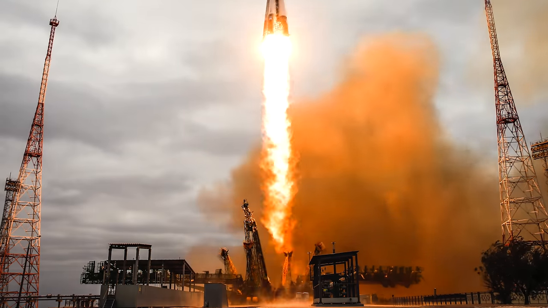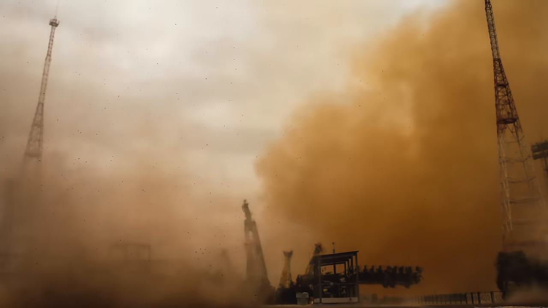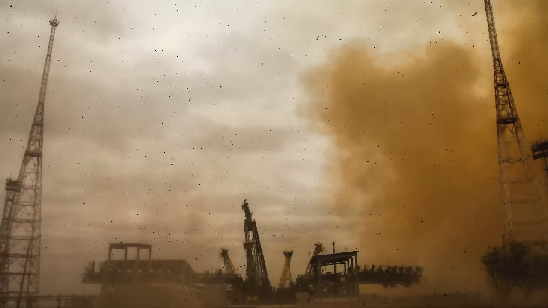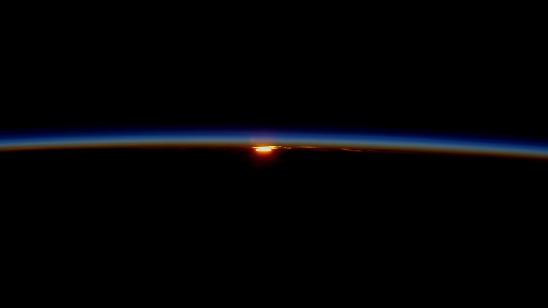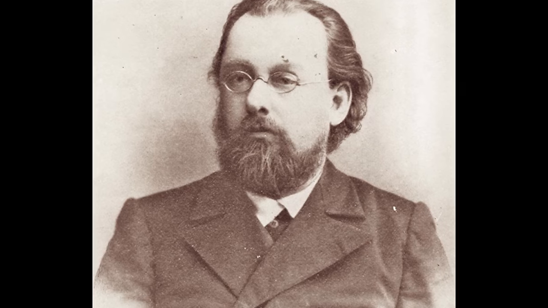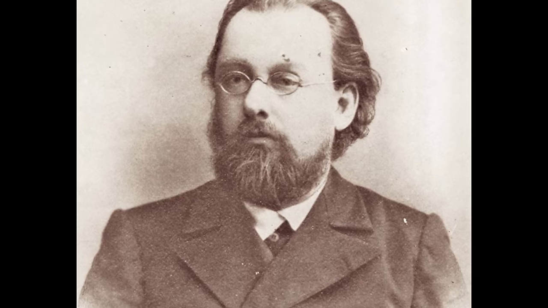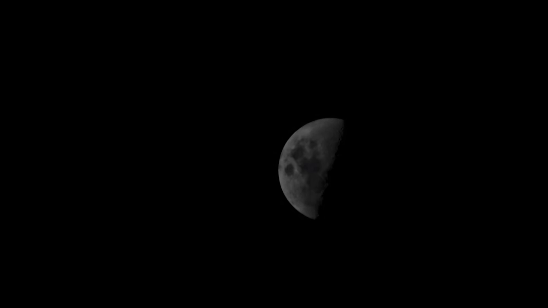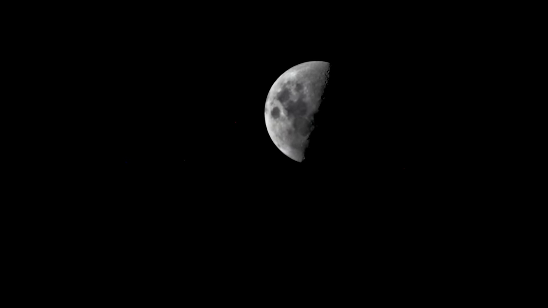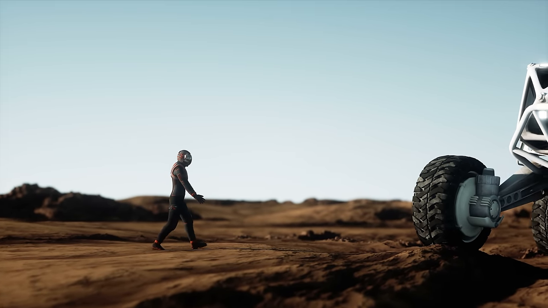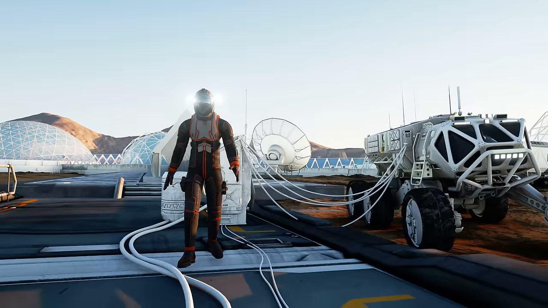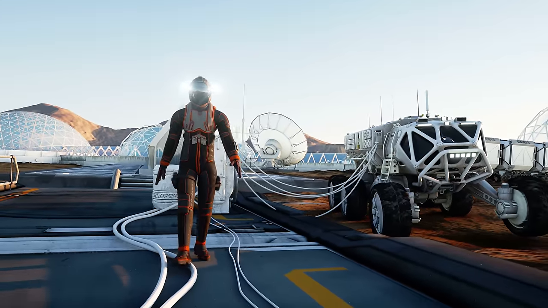The dream of settling distant worlds is as old as the rocket itself. Back in the early years of the 20th century, the Russian space visionary Konstantin Tsiolkovsky believed humans would one day ascend to the stars. They would evolve into a whole new species he called Homo cosmicus.